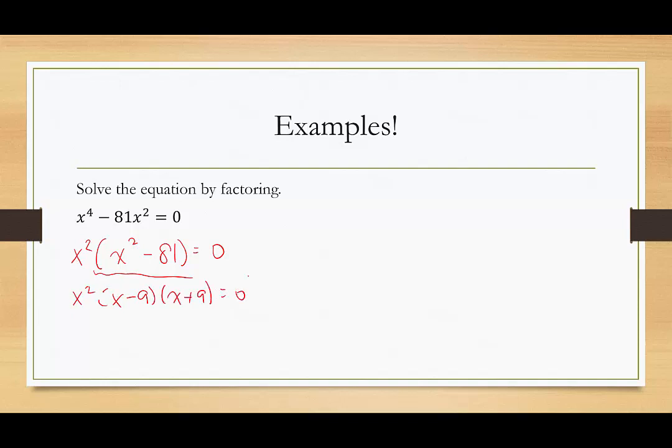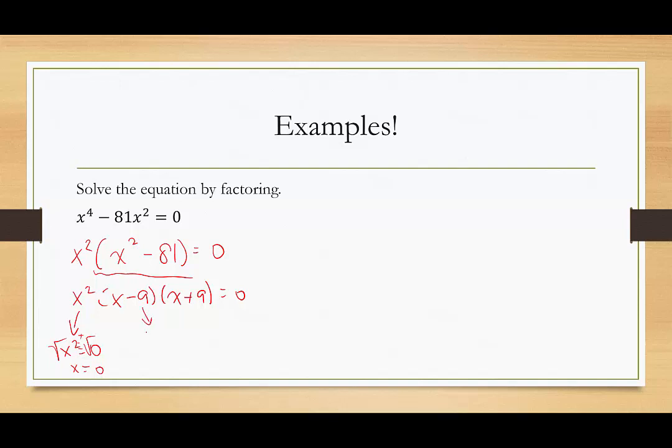Now we're going to set all the factors equal to 0, so x squared equals 0, indicating to us that x must be 0. If you're not sure about that, you can take the square root of both sides. If you take the positive or negative of 0, the square root of 0 is going to be 0. So we have one solution, 0.